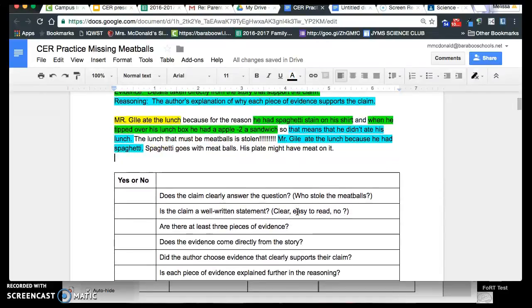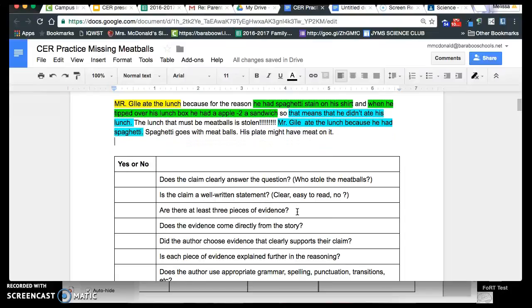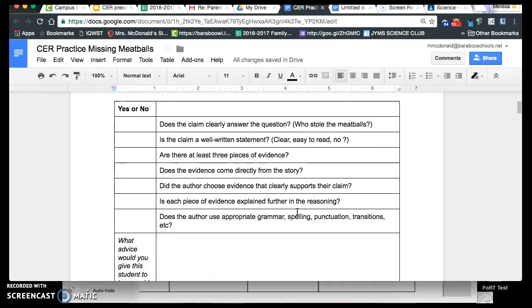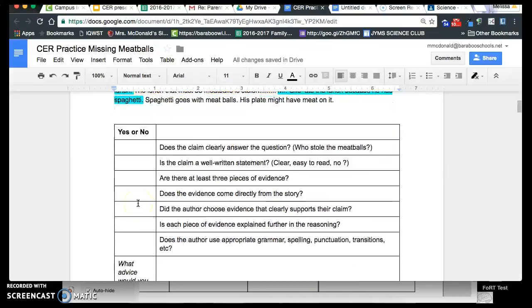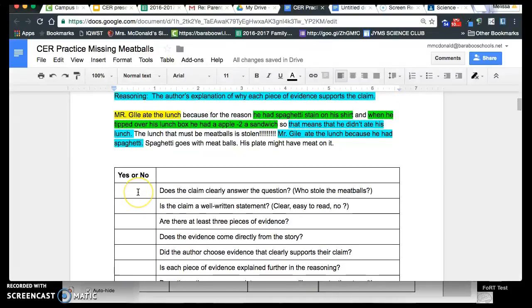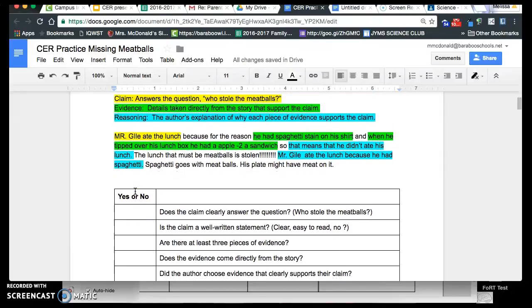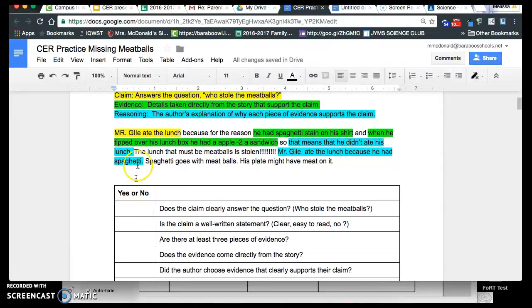So now looking at this writing, I'm going to critique it. And I'm going to do that by using these yes or no questions here. And I'm going to type yes or no for what I think. Did the claim clearly answer the question? Well, the question was who stole the meatballs, and they said Mr. Guile ate the lunch. Instead of saying yes or no, I'm going to say kind of, because they kind of did.